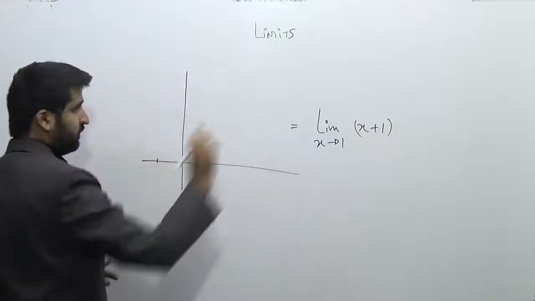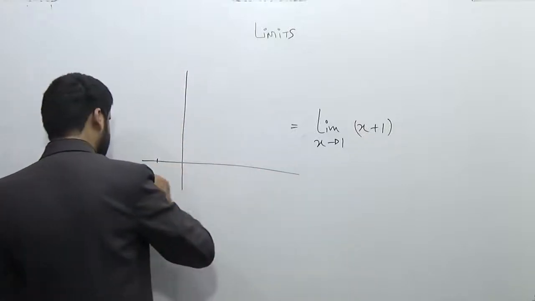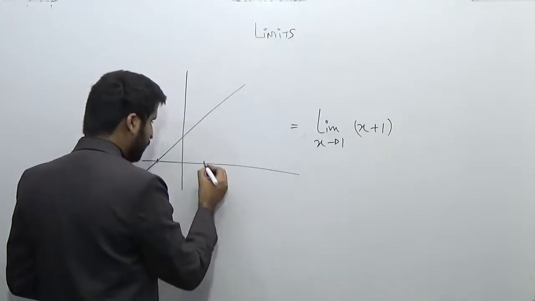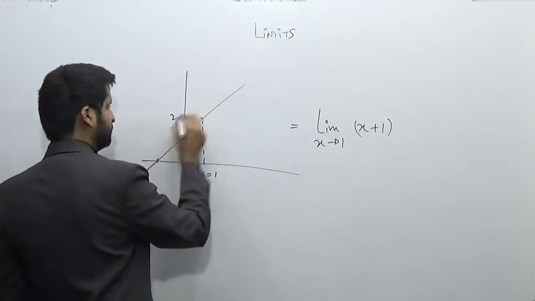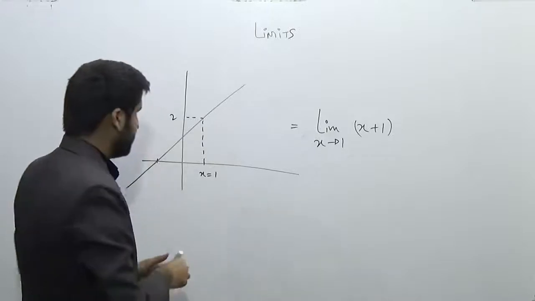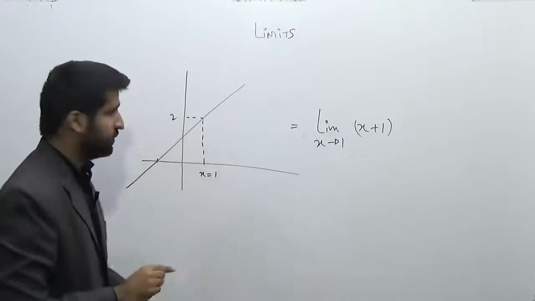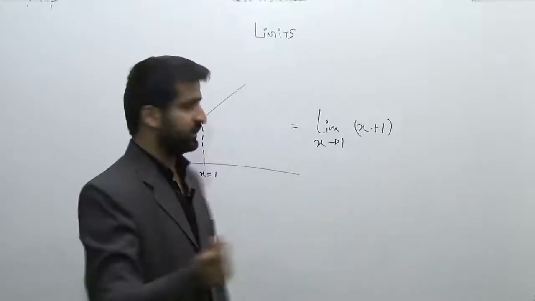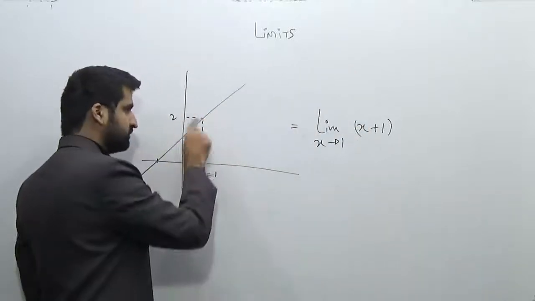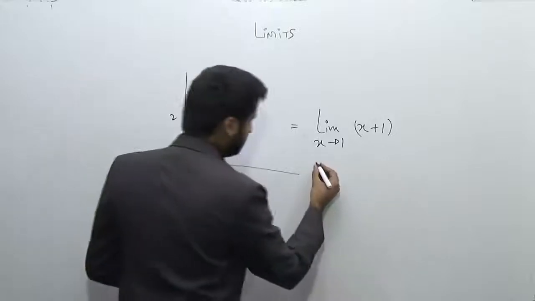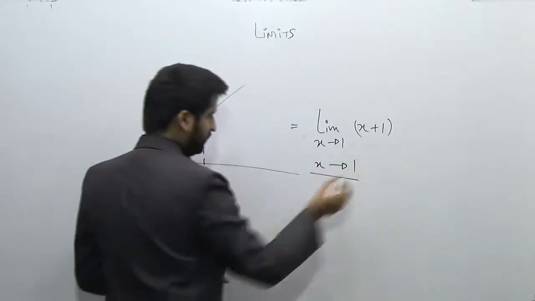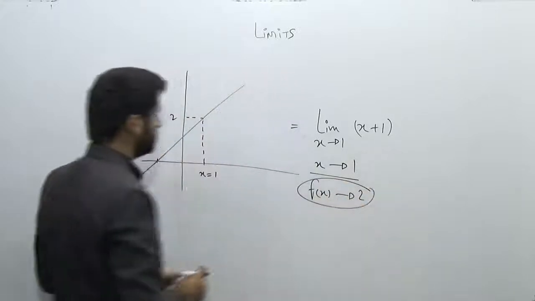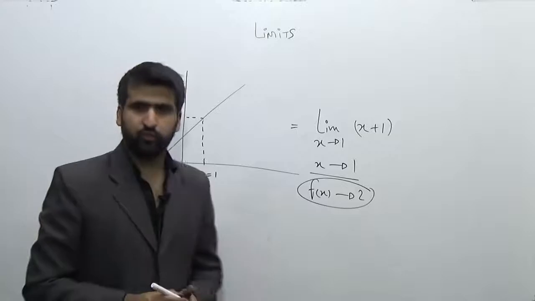Now let's try to understand this same question with the graph. The graph of this function will come like this. At x equal to 1, we know that the value of this function will be equal to 2. Since the value of this function at x equal to 1 is 2, as I'm approaching x equal to 1, the value of the function will approach 2. Therefore we can see that the limit of this function will be equal to 2.